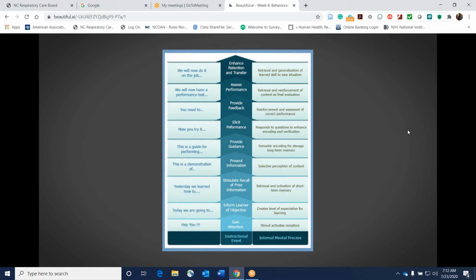All right, so let's go to the very top because that's where we transfer the information. We will now do it on the job, right? Because by writing and creating, you're in essence simulating what you would be doing on the job, because that helps you in the retrieval and generalization of the learned skill to the new situation. So you're learning, and many of you don't have the teaching background, and it's a little frustrating, I'm sure.